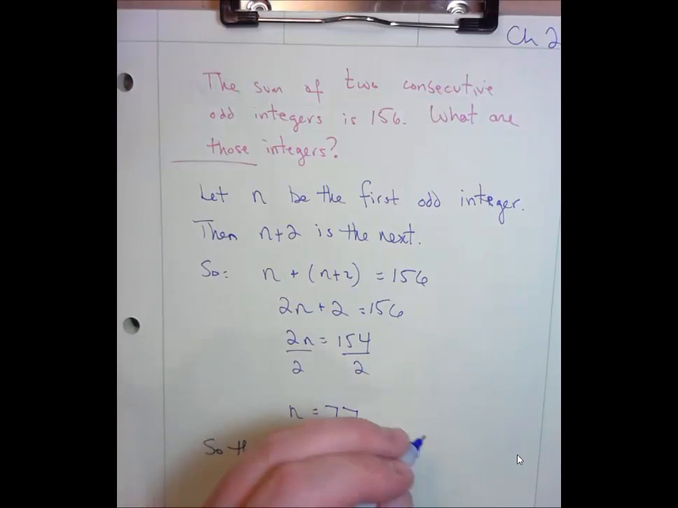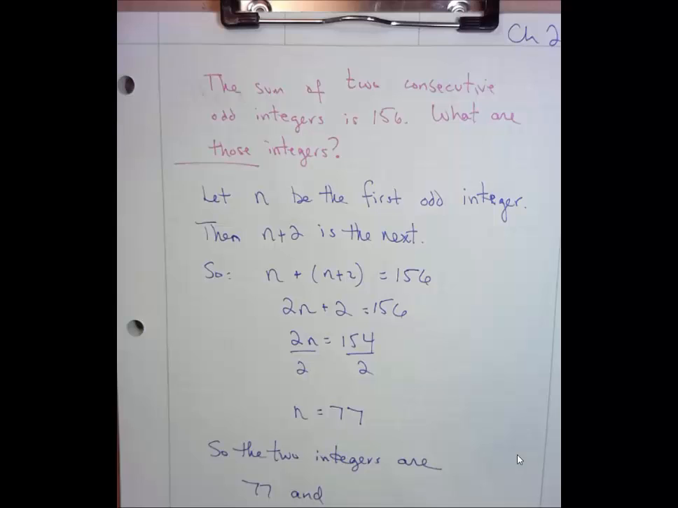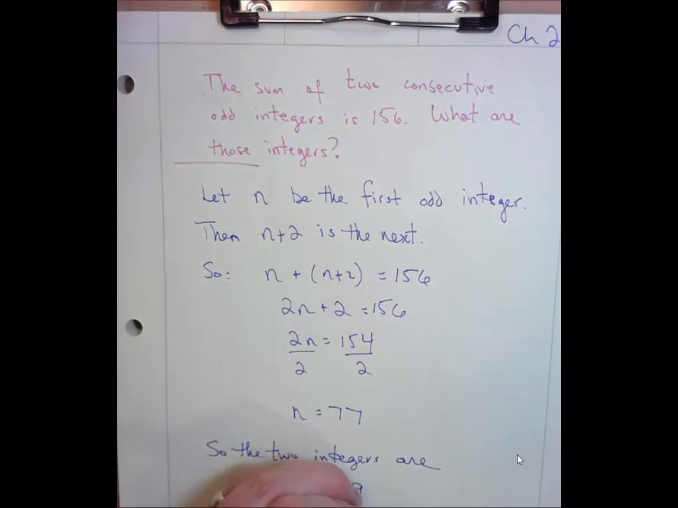The two integers are 77 and, because we want to provide both of them, if 77 is the first one, the next odd integer up is 79. And if you test that, if you add 77 plus 79, you will indeed get 156.